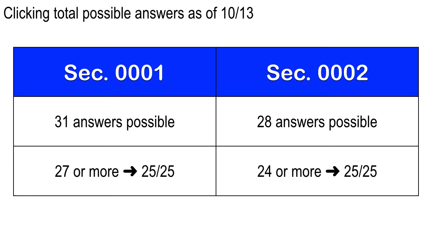If you have 27 or more answers on the books, when you add all the way up from L5 down to L15 for you, then you've hit 85%, and if I was going to give grades today, you'd have 25 out of 25. Now for section 2, slightly different number, just 24 out of 28, and then they get 25 out of 25.